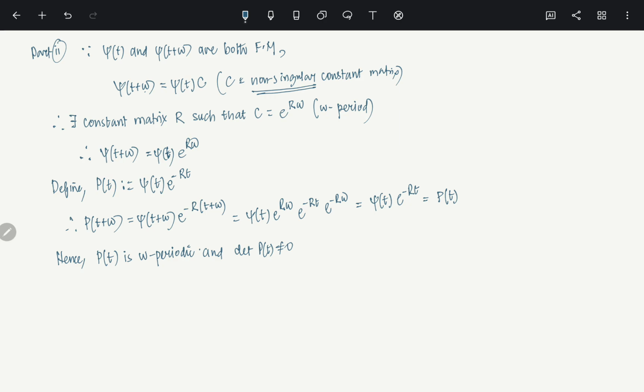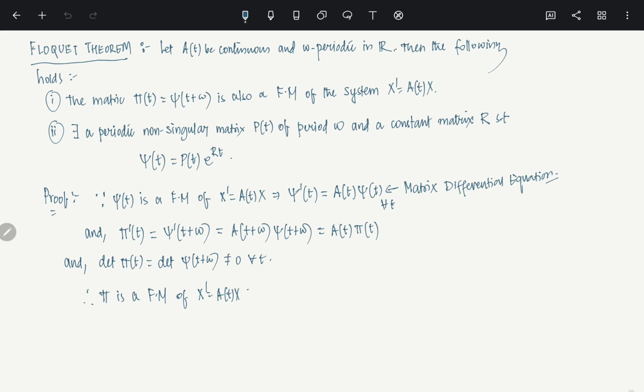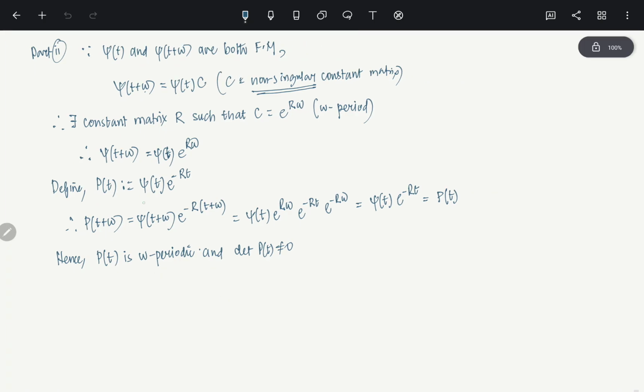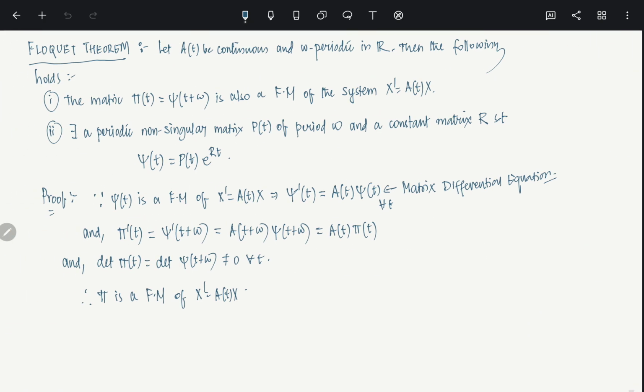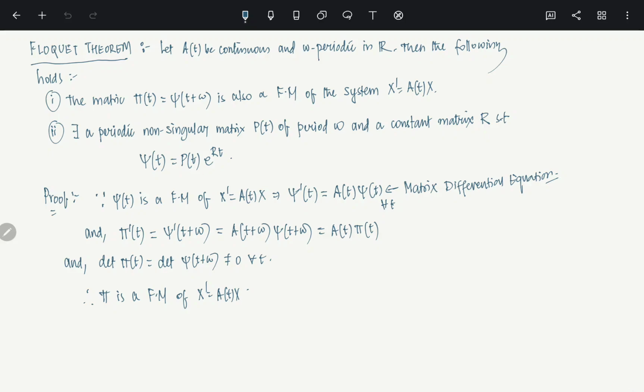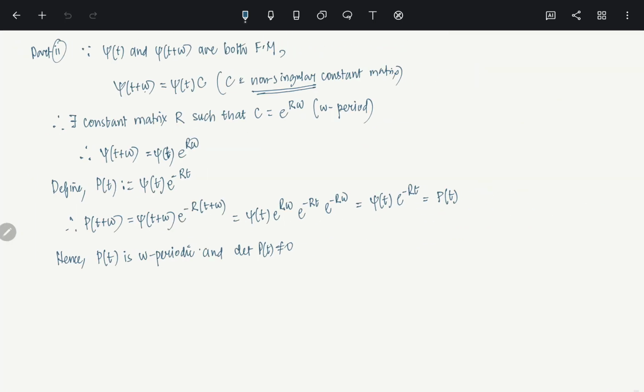Clear? Okay. The beautiful part about this is that once this is done, phi of t can be written as P of t times e power RT. Hence we proved our theorem.